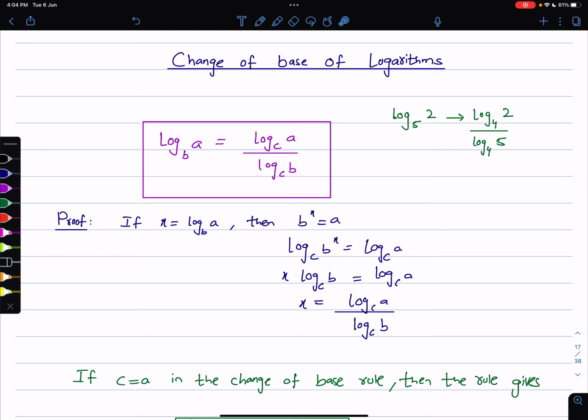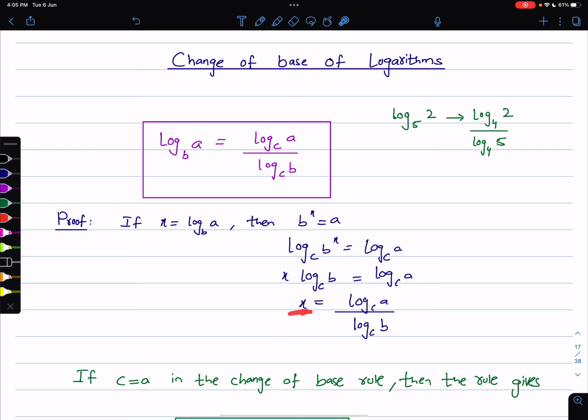So what's the proof? The proof is that if x is equal to log to the base b of a, then we can convert this into the exponential form by writing b to the power of x equals a. Now, if we have an exponential equation b to the power of x equals a, we can introduce any log on both sides. So let's take log to the base c on both sides. Log to the base c of b to the power of x is equal to log to the base c of a. Using the power rule, we can bring down x over here and express this as x times log c of b equals log c of a.